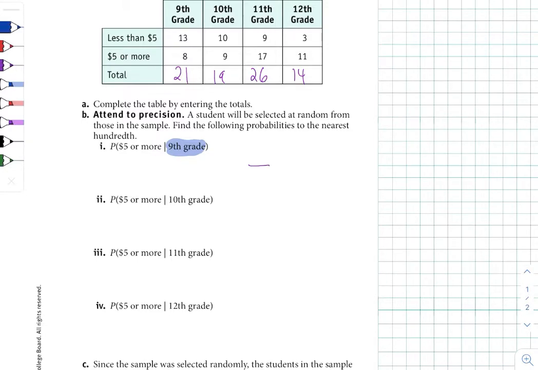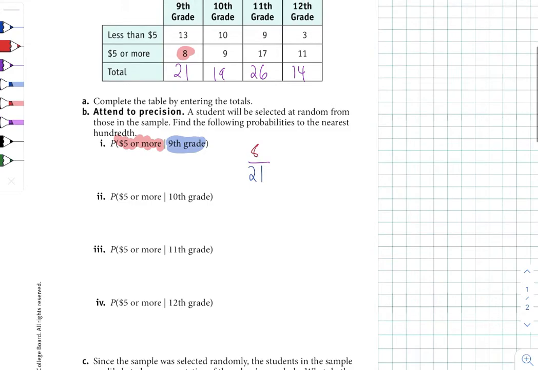We're in this ninth grade wheelhouse. So we want the total for ninth graders, which is 21. And then we want $5 or more, right? But only for ninth graders, right? So we're only looking at the ninth graders who have $5 or more. So we'll go ahead and put that in. Okay, so now we have 8 over 21, right?